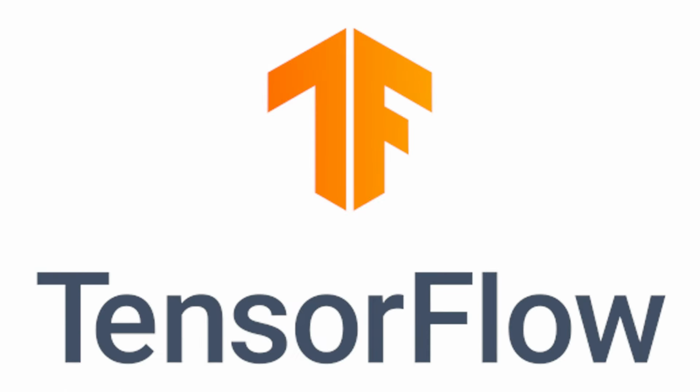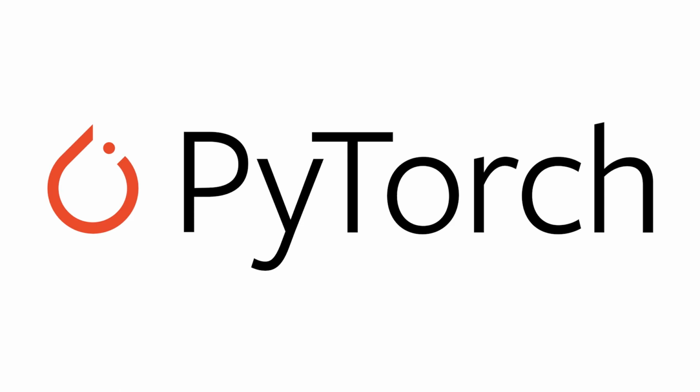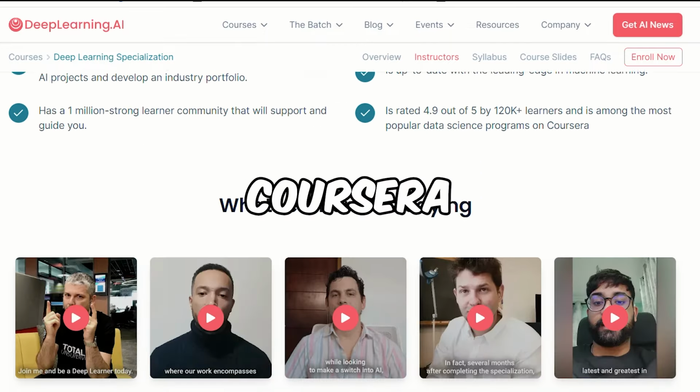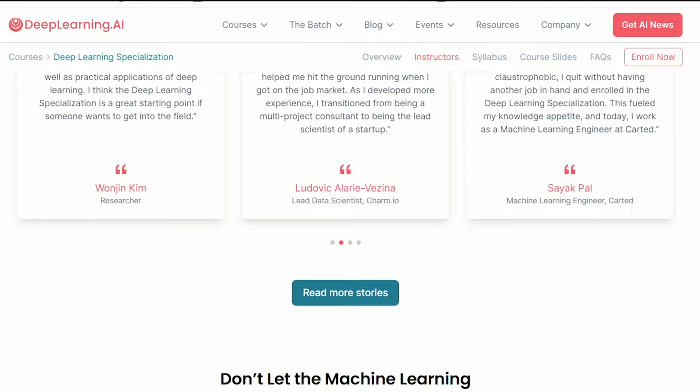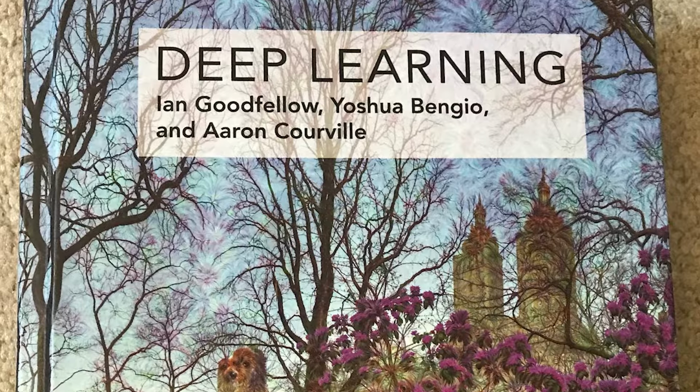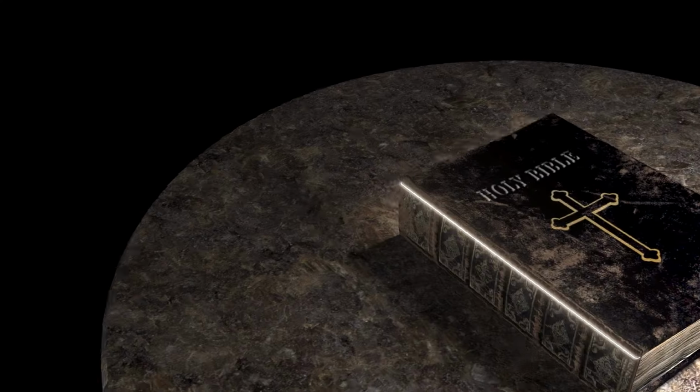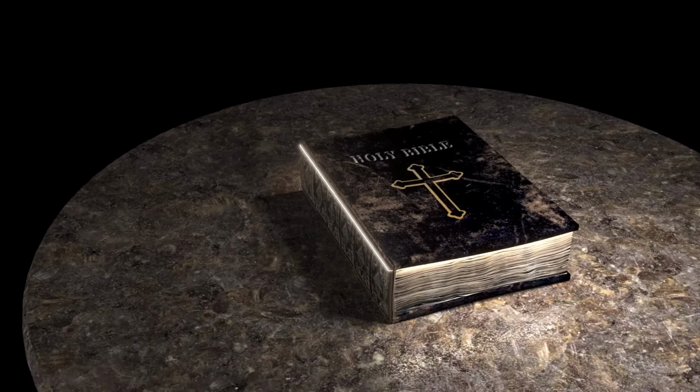Use platforms like TensorFlow or PyTorch. Deep Learning Specialization by Andrew Ng on Coursera. It is a free course to learn about deep learning. Read books like Deep Learning by Goodfellow, Bengio and Courville. It is often considered the deep learning Bible.